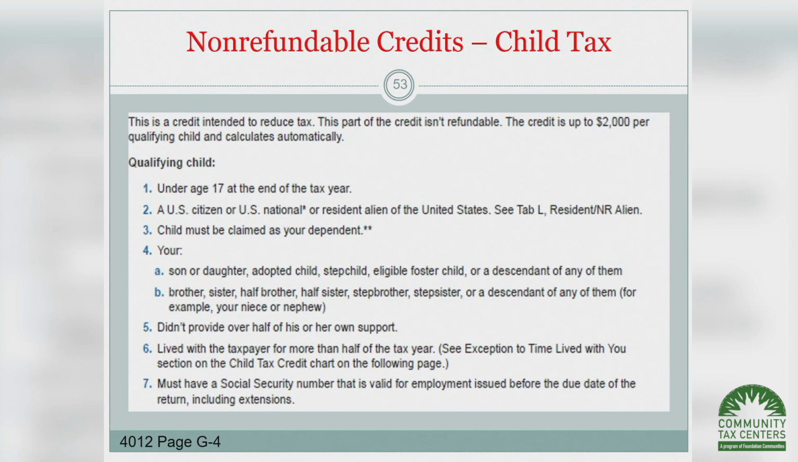So all of these credits that we're talking about are separate credits that do different things. So we had the child and dependent care credit. We had the non-refundable child tax credit, and then we had the credit for other dependents, which is a non-refundable credit as well. I know it kind of sounds confusing, but based on the information that you input into TaxSlayer, it's going to figure all this out for you.